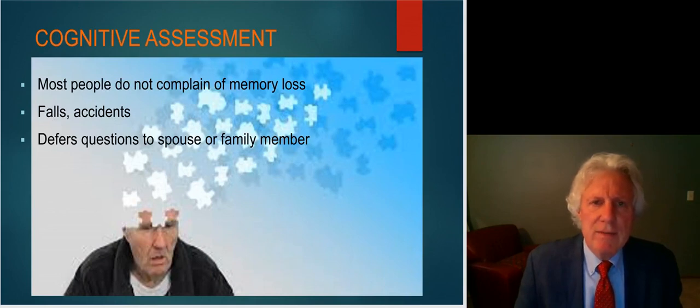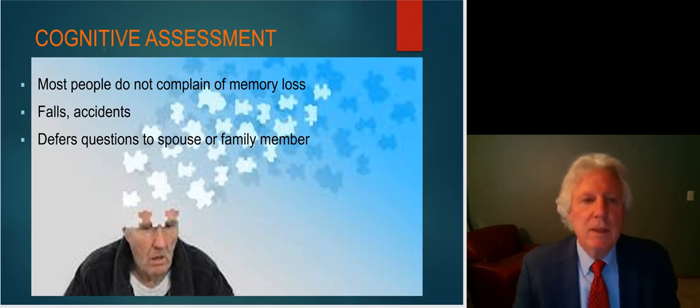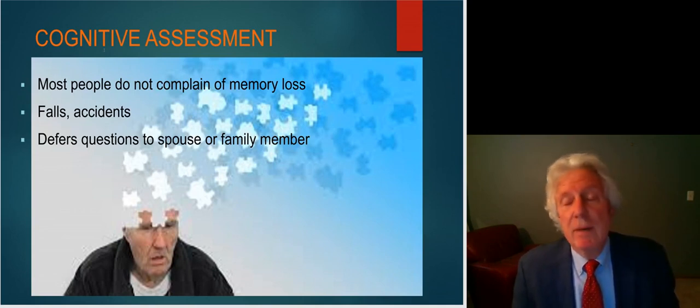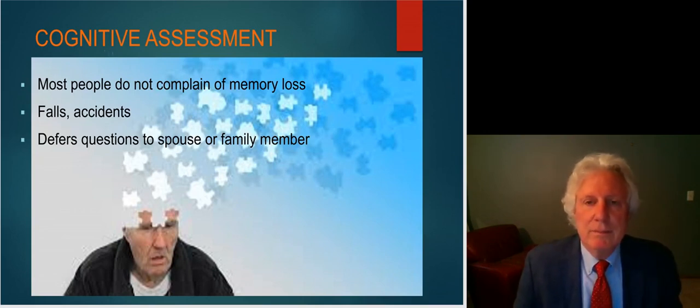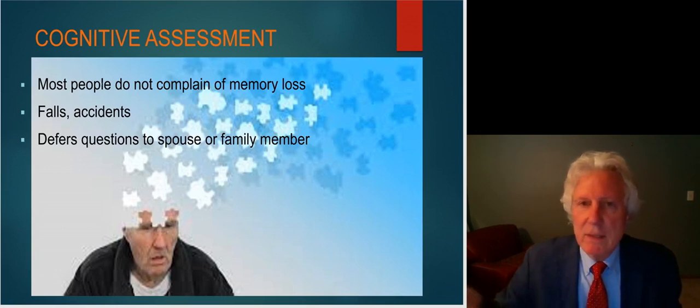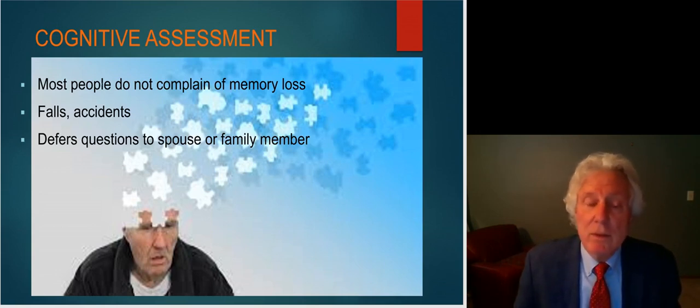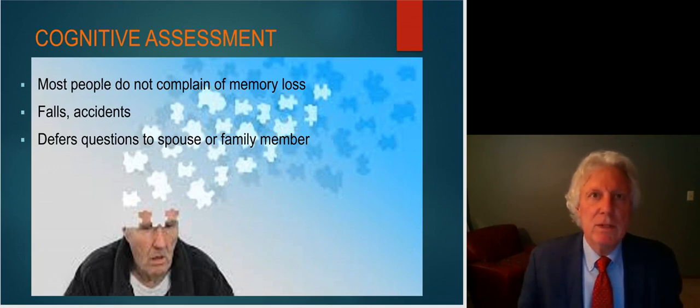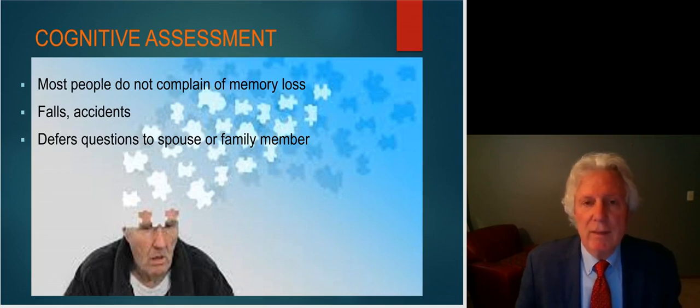So the reason we do cognitive assessment in geriatrics on a routine basis is that most people don't complain of memory loss, and some of that memory loss may be minimal cognitive impairment, or it may be frank dementia. They often don't report falls and accidents. And sometimes they'll defer a lot of questions to a spouse or family member. That in itself, if somebody says, oh, ask her, could be an important clue that they may have memory impairment. So anytime an older adult in your clinic defers questions that you ask directly of them, it could be a good indicator of dementia.